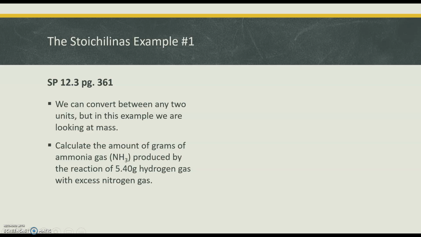All right, our first example. Using the Stoicholina's map, we can really convert between any two units. In this example, we're going to be looking at mass just because it's nice and simple. Since we're looking at mass the whole time, we know we're going to be starting with Masstown of South Stoichiometry. South Stoichiometry, remember, means substance 1.